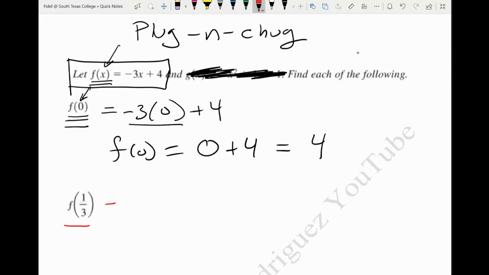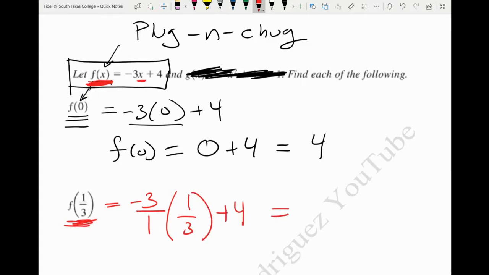Look, f of 1/3. So again, I'm going to stare and compare. What do I have here? I have f of x. What do I have here? I have a 1/3. That means everywhere I have the letter x, I'm going to plug in the number 1/3. So the first thing I have is -3. Now, guys, because I'm plugging in a fraction, I'm going to write that -3 as -3 over 1, right? Now we're plugging in the number 1/3 plus 4.